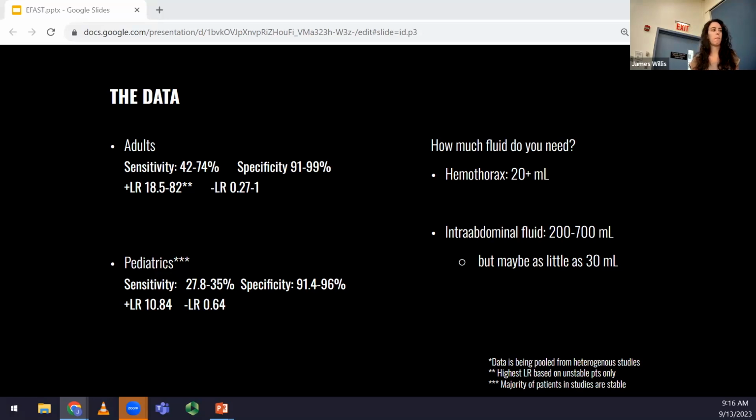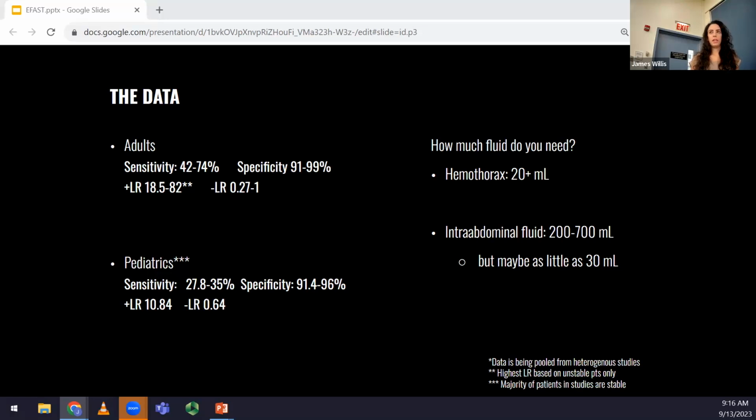Just a note for pediatrics, the sensitivity is pretty remarkably lower, 27.8 to 35%. So especially in pediatrics, you cannot be relying on your FAST exam. The specificity is still pretty good, 91 to 96%.